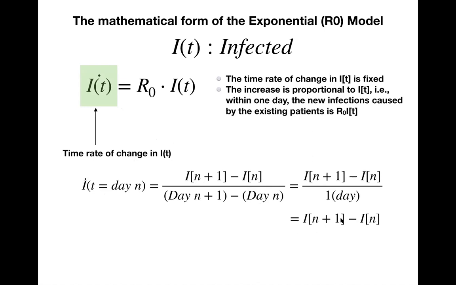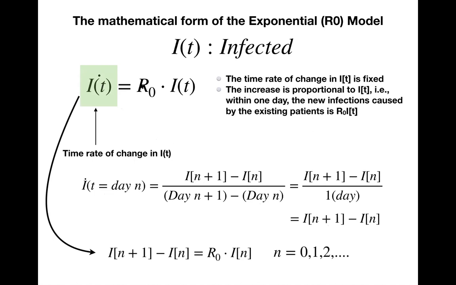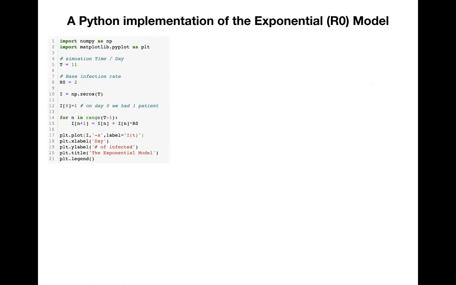If you plug this relation into that equation, you get the recursive relation right here: I(n+1) minus I(n) equals R0 times I(n), right? That's exactly the relation we use for the exponential model. So how do we use Python code to make this model work? This is the basic simple code that we use. We will use NumPy arrays, import numpy as np, and we also import matplotlib.pyplot as plt.